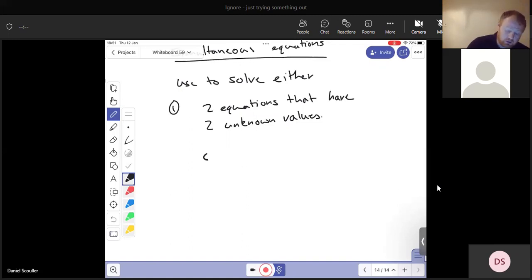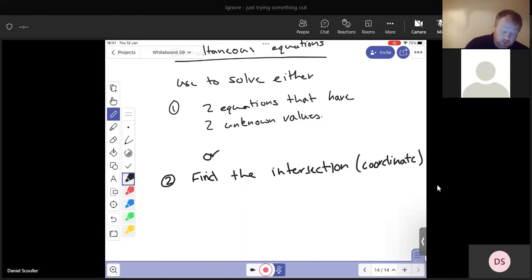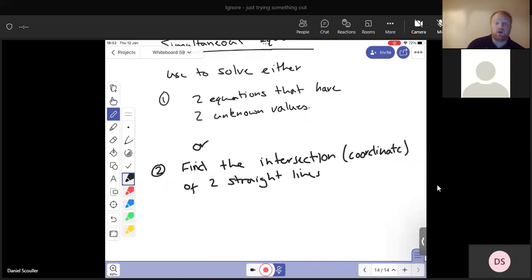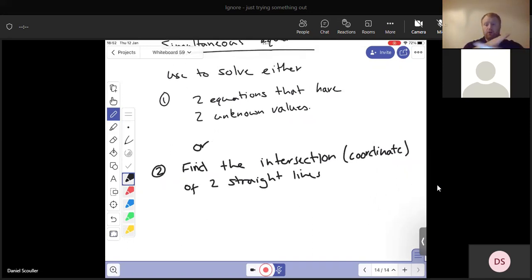Or finding the intersection, I'll write the coordinate, it's usually the coordinate of two straight lines. So the coordinate at which two lines intercept each other, cut through each other. That's the specific coordinate at which they do that.